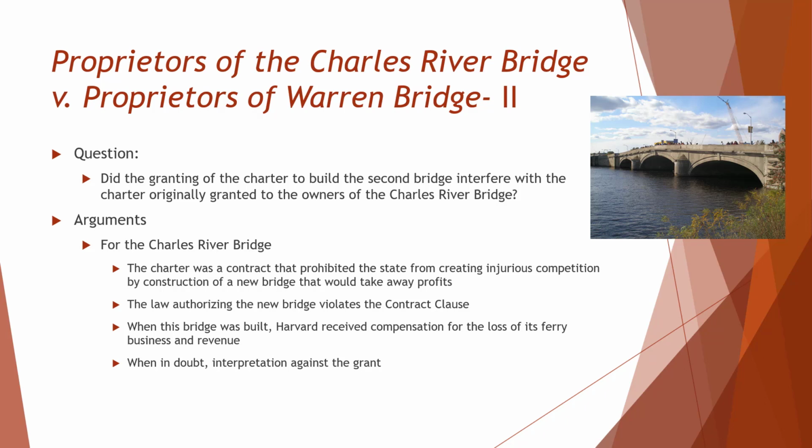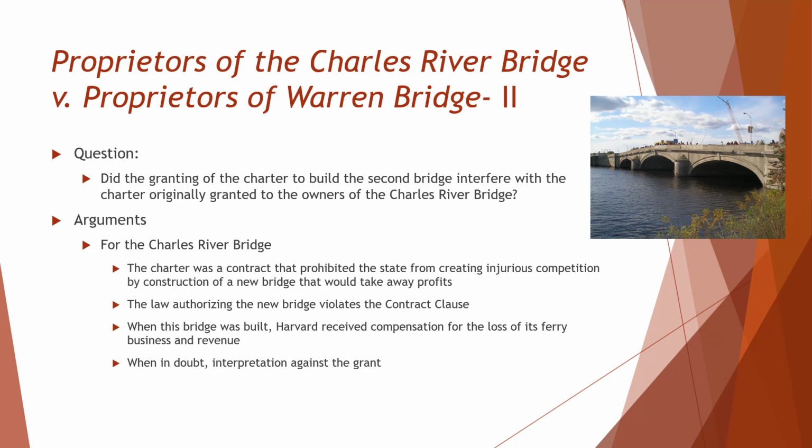interfere with the charter for the initial first owners? So for the Charles River Bridge folks, what they say here is that granting a new company the ability to build and operate a new bridge implies the state will not take actions that create injurious competition from that enterprise. So the law authorizing the new bridge violates the contract clause.